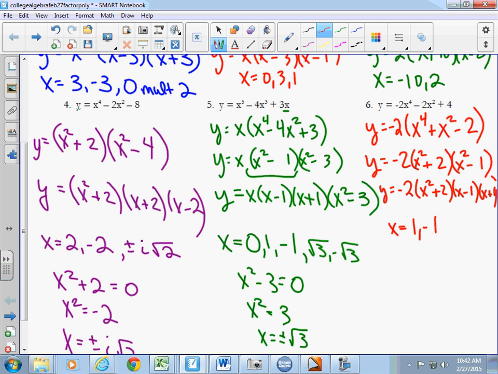1 and negative 1 are the obvious solutions. The x squared plus 2. Plus or minus 5 squared cube. Questions so far? This stuff looks pretty... It's not. It's some old factoring skills we're pulling back.